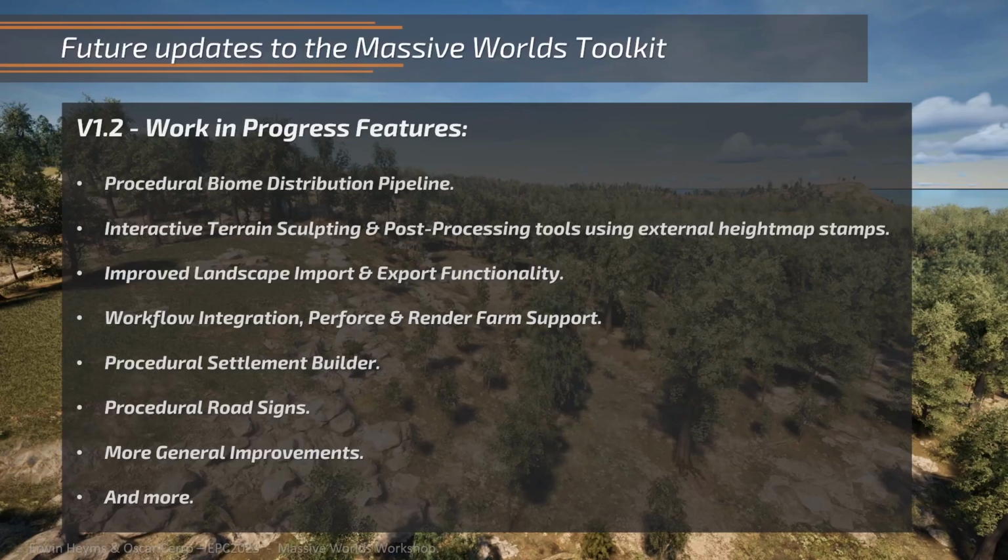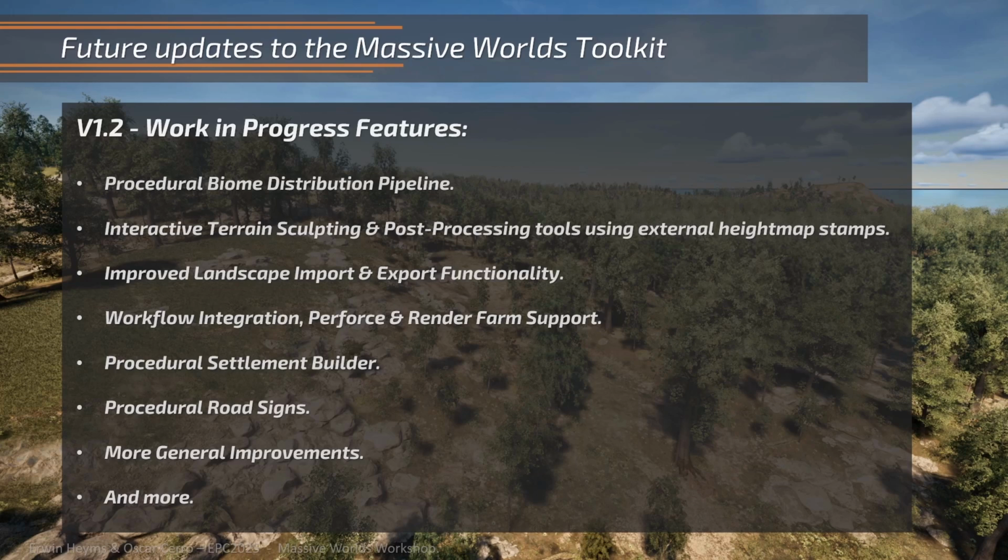So if we quickly go over those, I'm working on a procedural biome distribution pipeline. I've got an interactive terrain sculpting and post-processing tool, which uses external height map stamps such as tangrams to help us generate our terrain. I'm working on an improved landscape import and export pipeline. I'll probably release that in the next build of the toolkit. We've got the workflow integrations for Perforce and render farm support. Hopefully I can get that in, but at least Perforce support, that's my goal for this particular release.